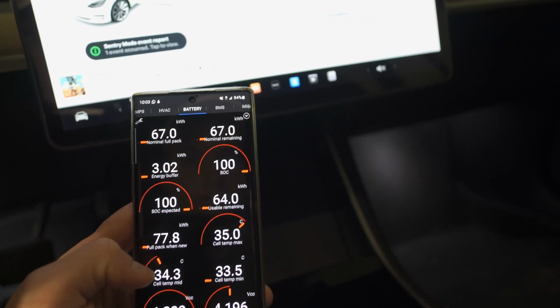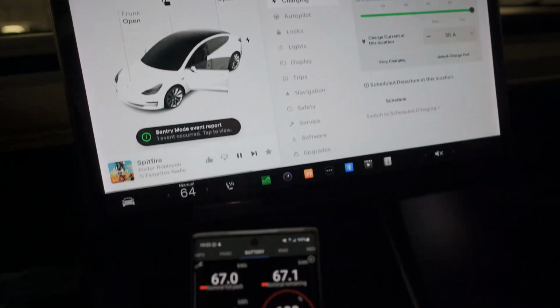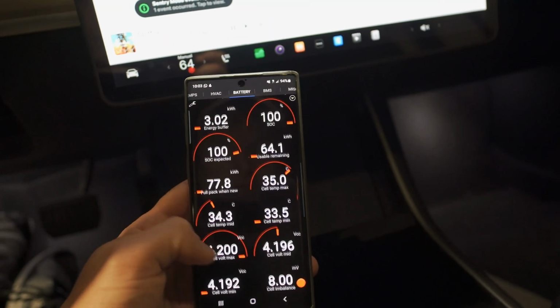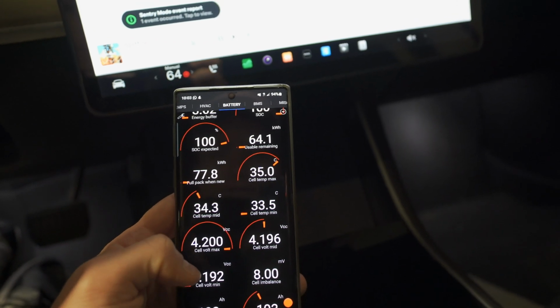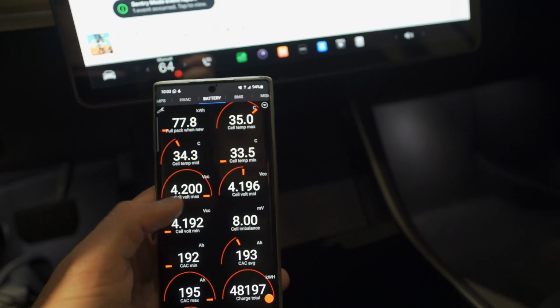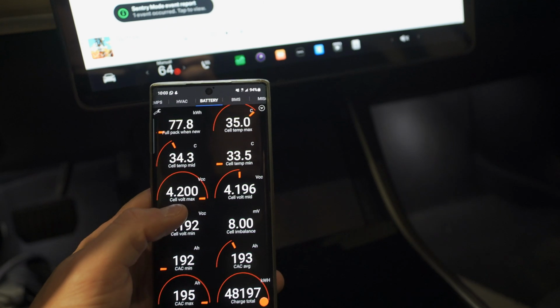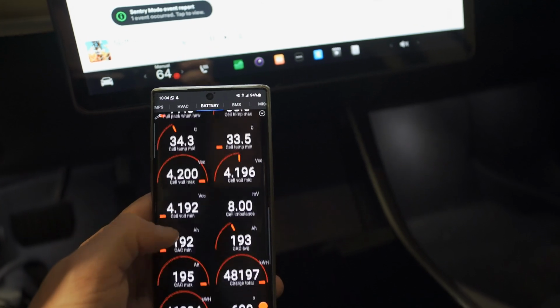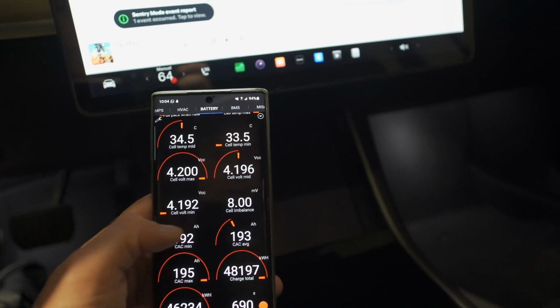It says we're at 100% on my app here, however on the screen it still shows 99%. It's still just trying to top balance all the cells, I believe. Cell temp right now is about 34 degrees Celsius. Cell volt max, 4.2 volts. That's the very top charge for lithium ion cells, is 4.2 volts. So when you get there, you know that you're about 100% charged. The minimum cell voltage out of all the cells is 4.19 volts.